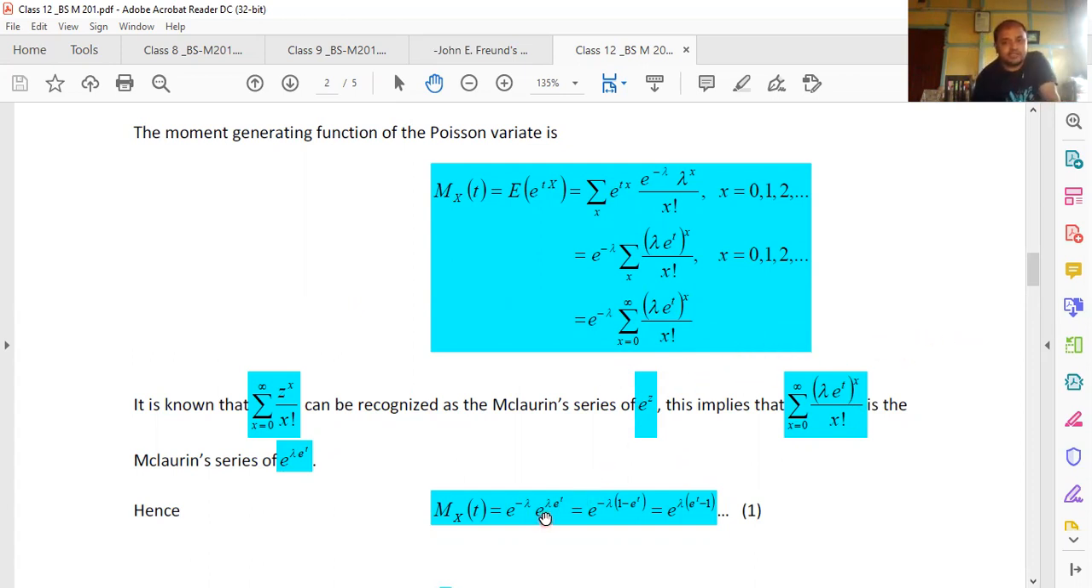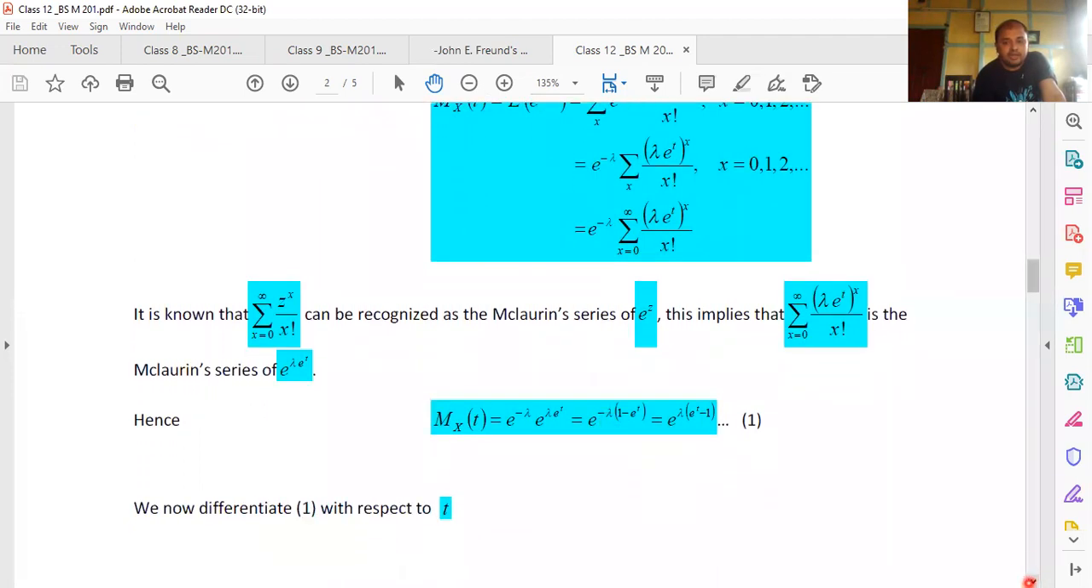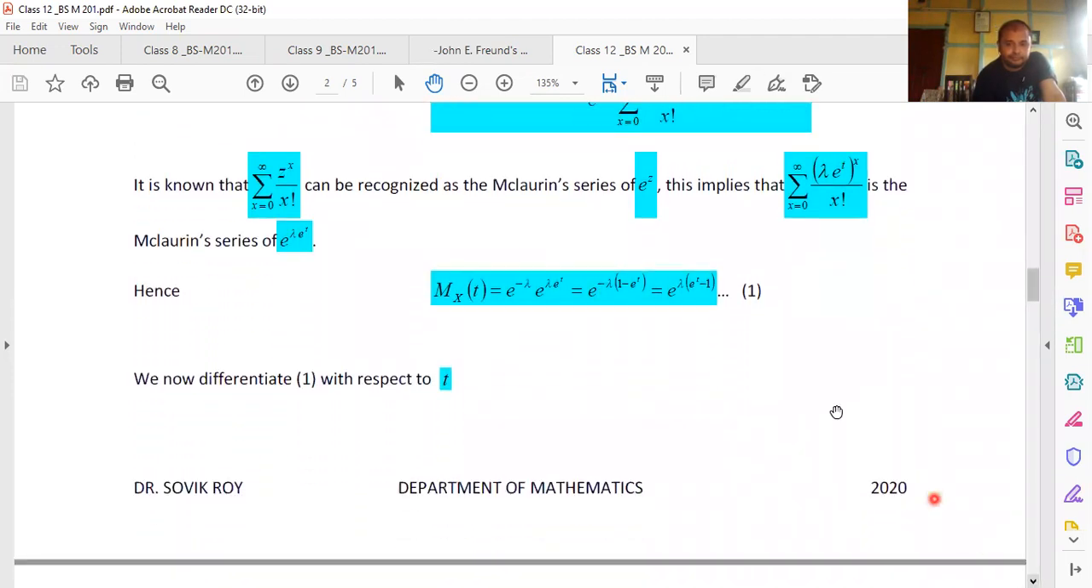So actually it is the exponential series of lambda e to the power t, so I'm writing this in place of the summation. Now add the common powers, and ultimately we get M_X(t) to be e to the power lambda multiplied by e to the power t minus 1, which is the moment generating function of the Poisson random variable, given in equation number 1.